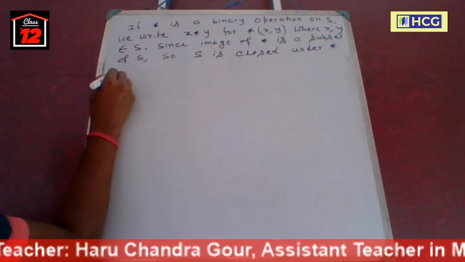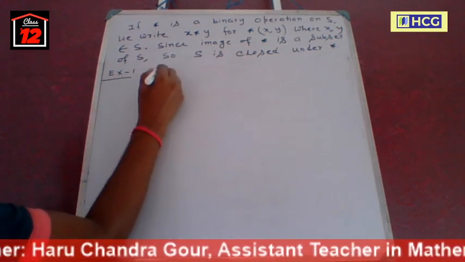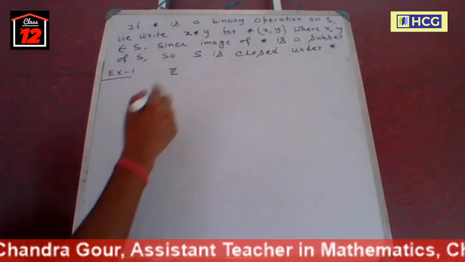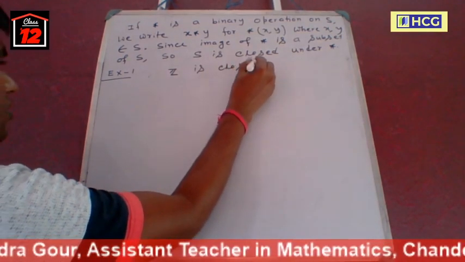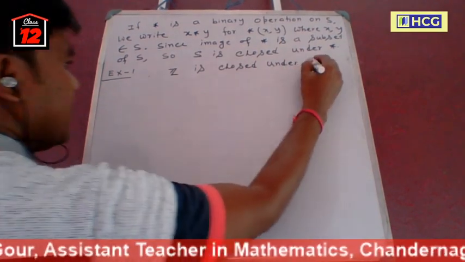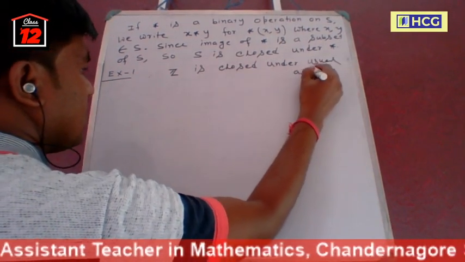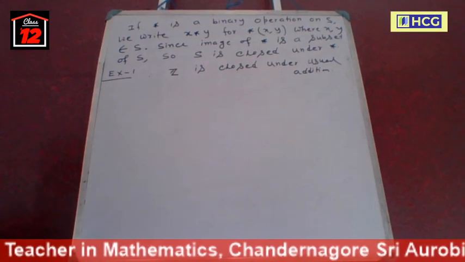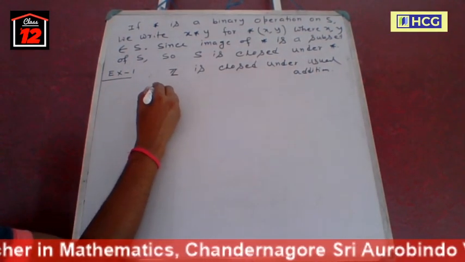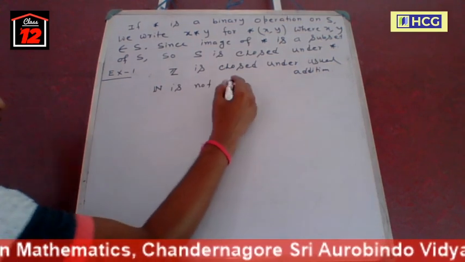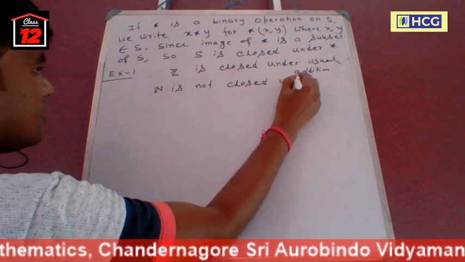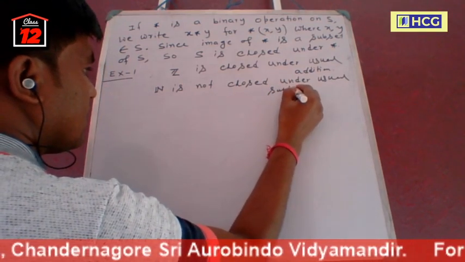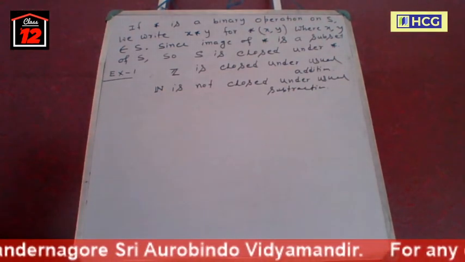Example 1: the set of all integers is closed under usual addition, but the set of all natural numbers is not closed under usual subtraction.